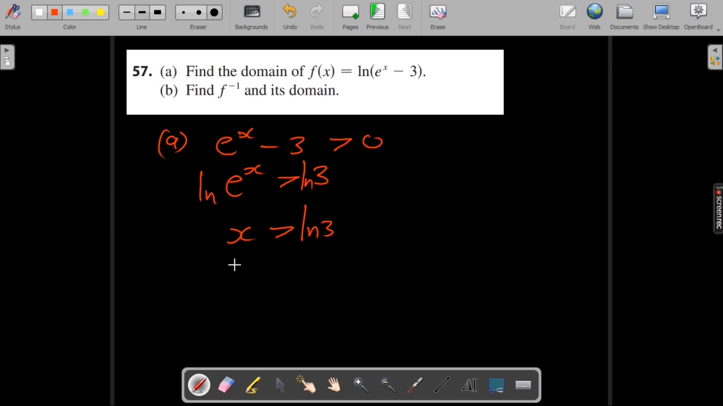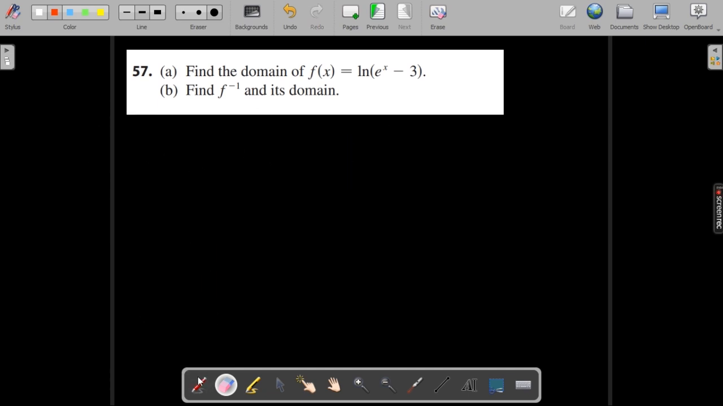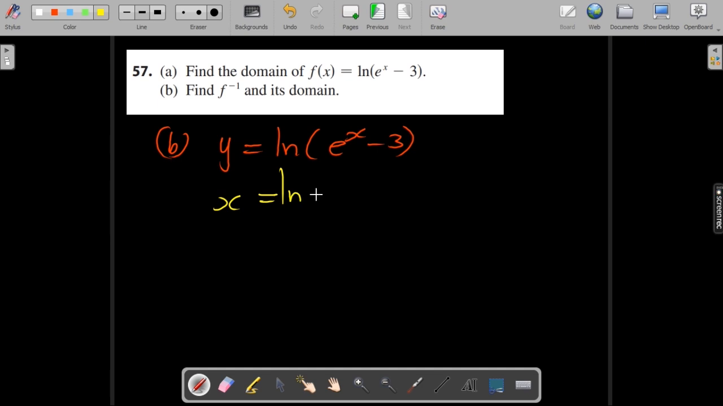In the second question, we're asked to find the inverse and its domain. So to find the inverse, we are going to either swap the x and y from the beginning or delay it for a bit. That's up to you. So if you want to swap it at this point, you can go ahead. So you can swap x and y here. So this would be x in place of y, and this would be y in place of x.